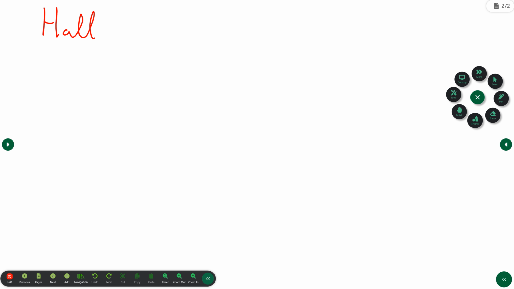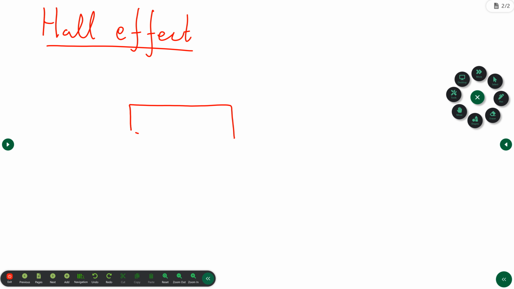The next topic is Hall effect. Have you heard about this Hall effect before? Hall effect. So there is a definition for Hall effect.